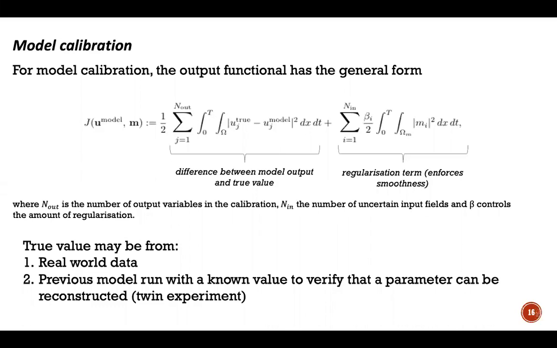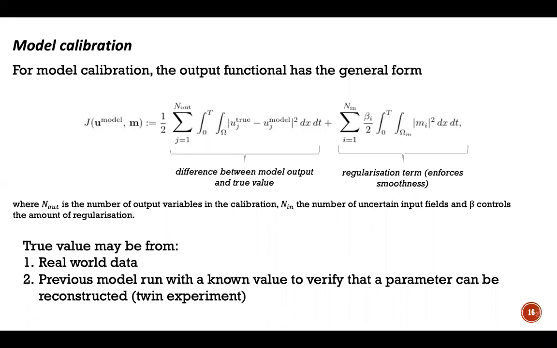The problem, though, is: what is the true value? You could have the true value from real world data. Let's say you run an experiment and you have the output from some physical experiment. But that's difficult because the whole point is that you don't know what your parameter is. You could run your adjoint method, minimize your functional, and come up with some value for m, but you don't really know whether that's right or wrong, because the whole point was that you didn't know what it was to start off with. You can see if it's physically okay, but it's difficult.